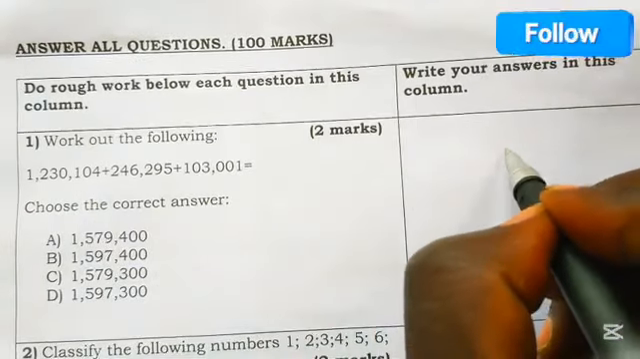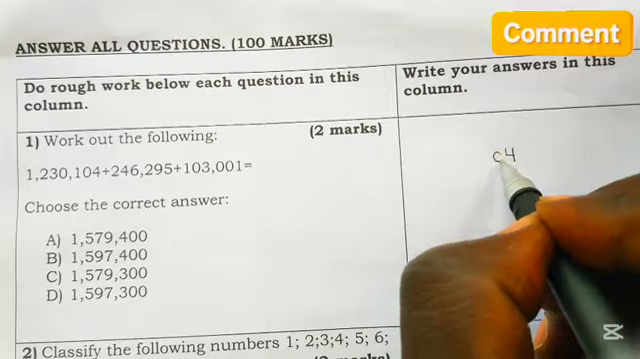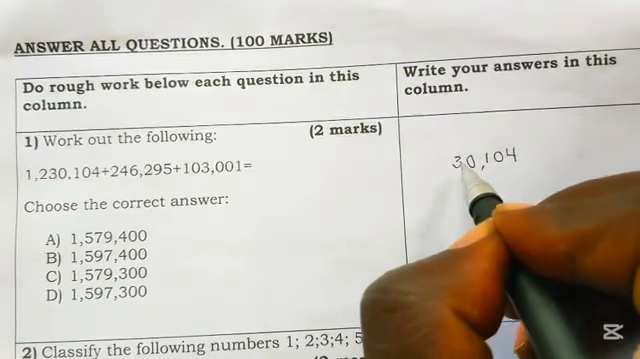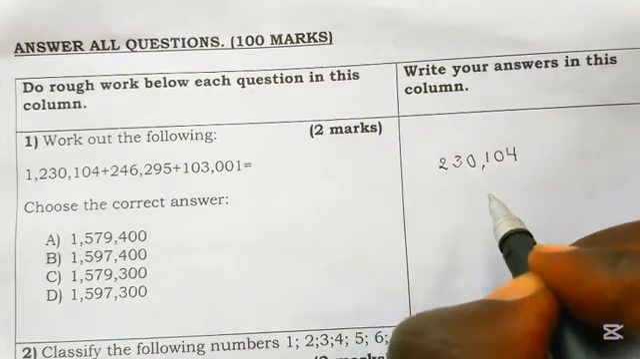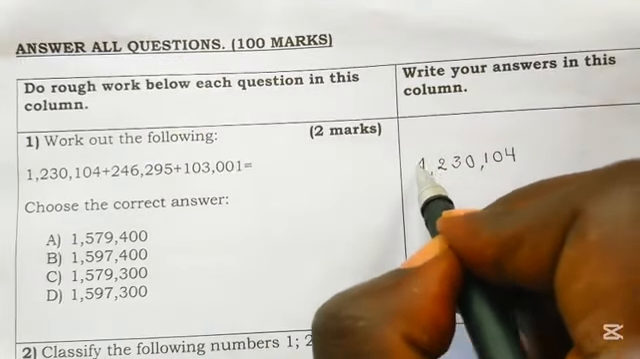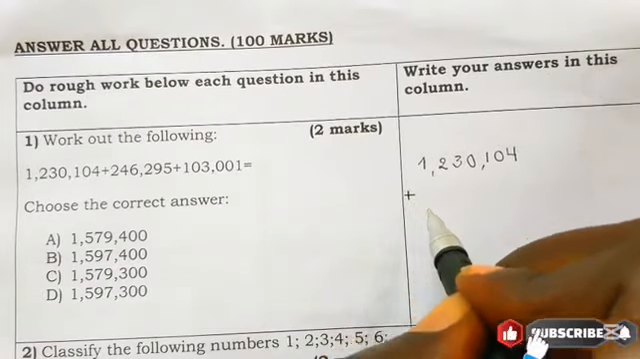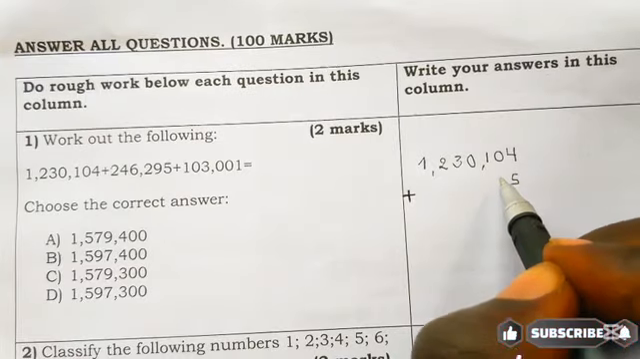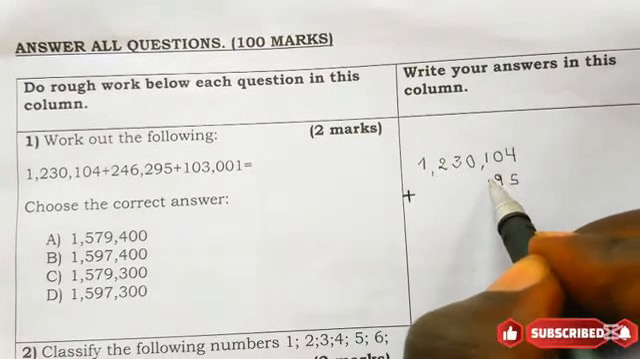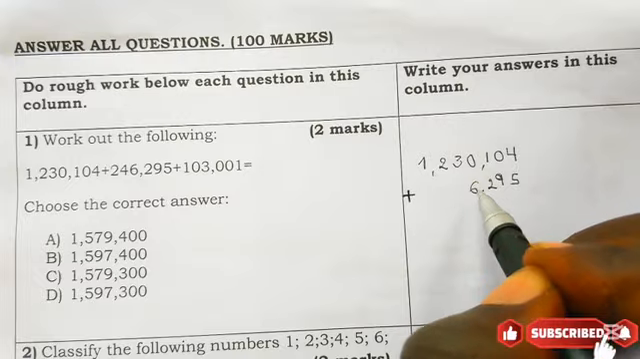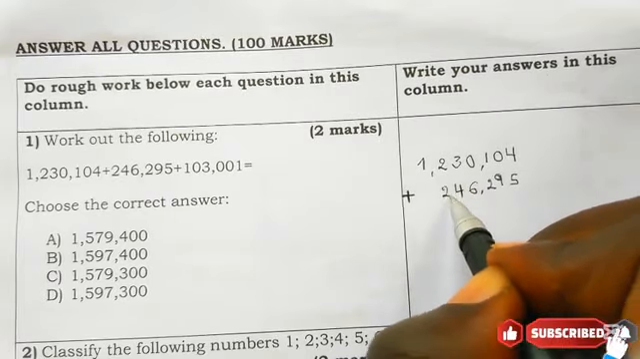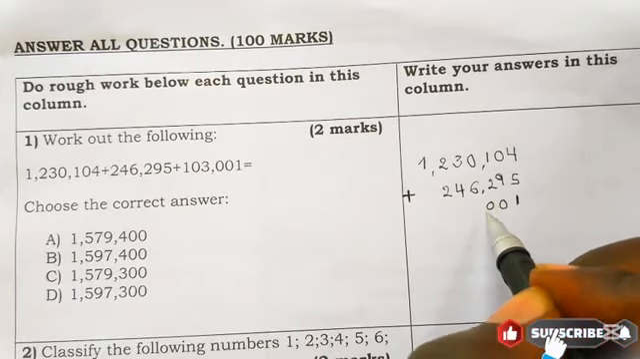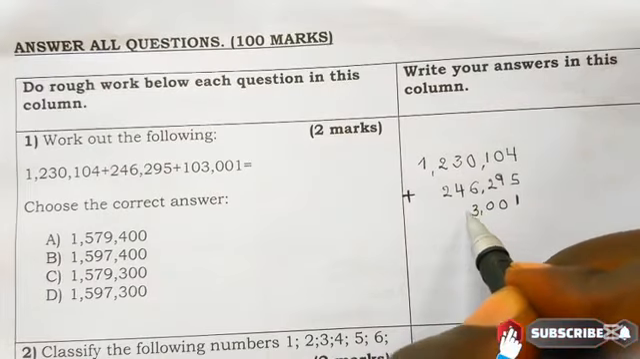We have 4, 0, 1, comma, and of course 0, 3, and 2, comma, 1 right here, and then the addition sign. Then here we have 5, 9, 2, comma, 6, 4, 2, and then down here we have 1, 0, 0, comma, 3, 0, 1.